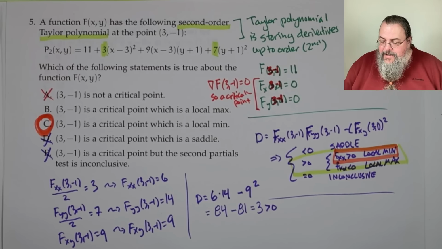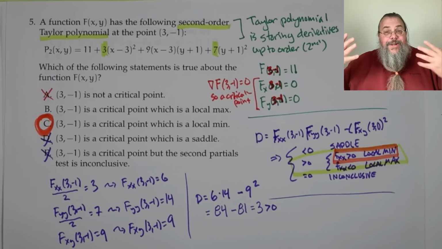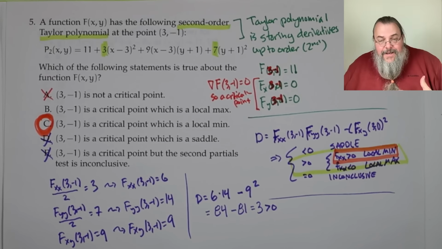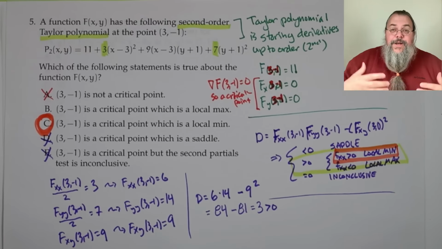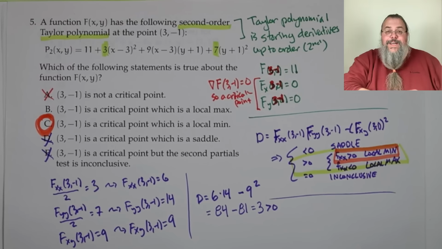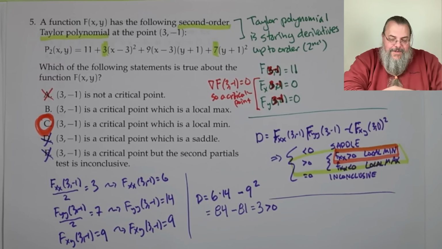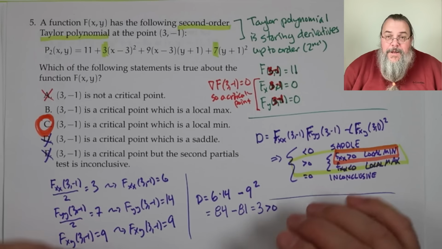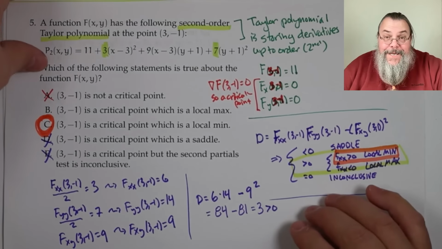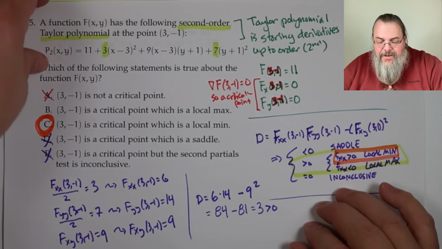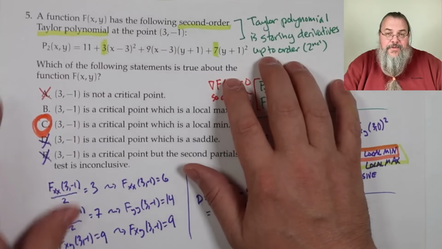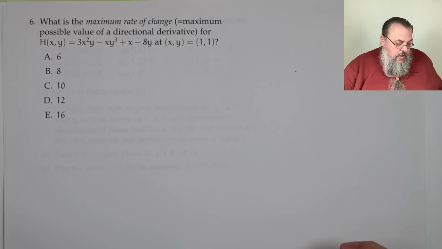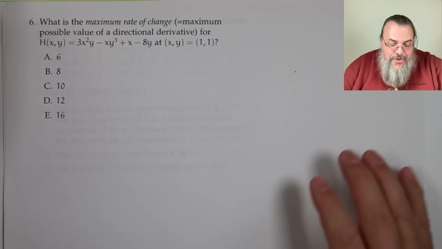All right, so this is fun. This is combining two important ideas: Taylor polynomials, storing derivatives up to the order, and the second partials test. And I will say, the second partials test is a very popular question. They love throwing something on there. And they put it on the formula sheet. They're really invested in it, right? So make sure you know how to do it. Make sure you understand what Taylor polynomials are doing, storing our derivatives. All right, that brings us to our last multiple choice.